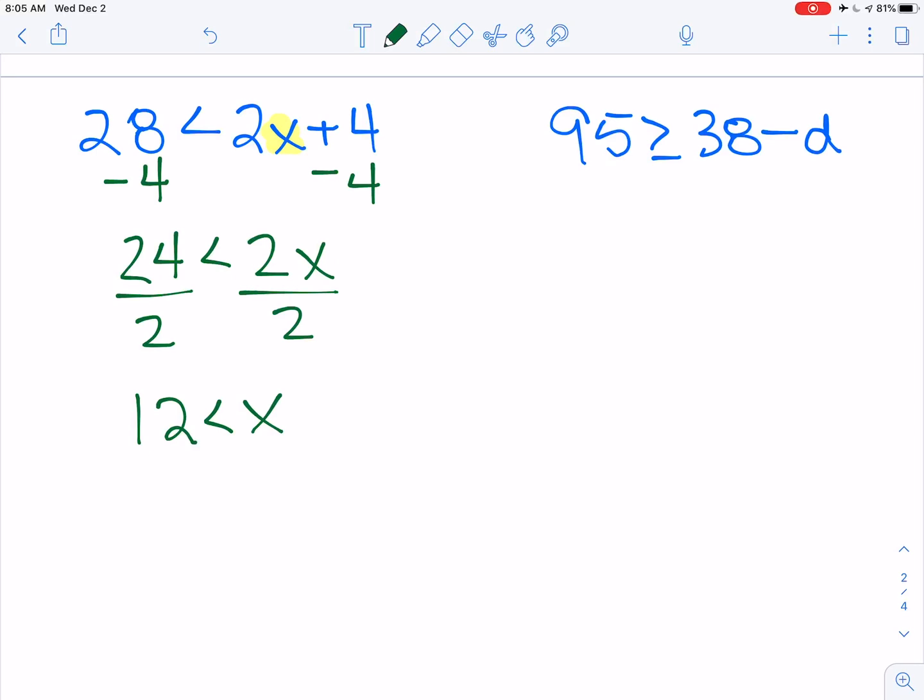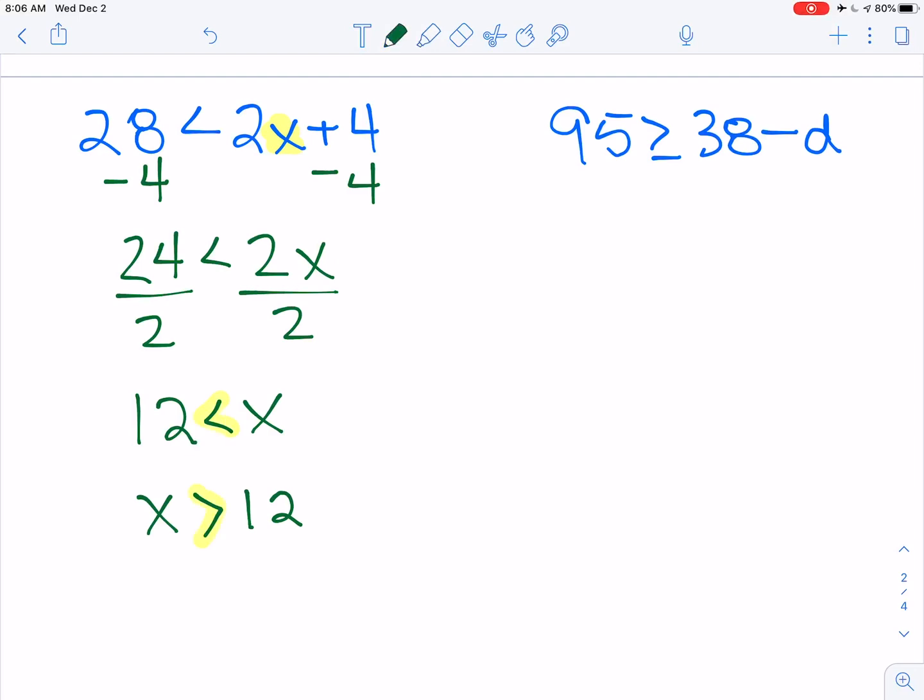If I want to switch places so that x is on the left, which is typically how we read inequalities, I'm going to switch both places, but then I also have to switch the sign. So my x is going to come over here. Instead of less than, it's going to become greater than, and then the 12 can go to the right side. So you can switch places as long as your inequality also changes direction.